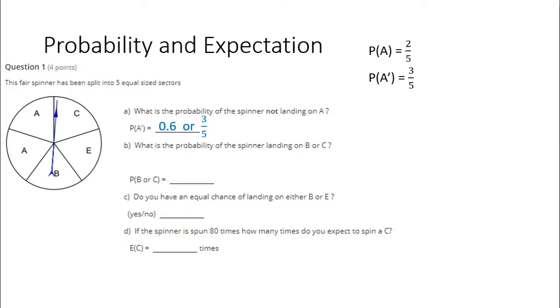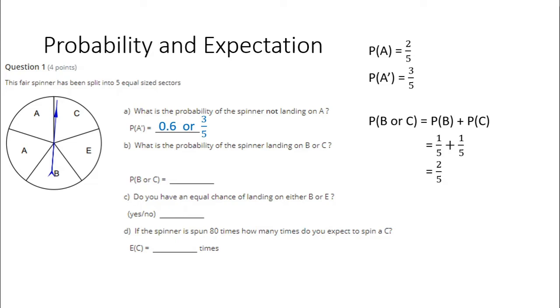The probability of the spinner landing on a B or a C, they're both equally likely probabilities, and they are mutually exclusive. If it lands on a B, it's not at the same time on a C, and vice versa. So to find the probability that it's one or the other, we can just add the two probabilities together. Probability of B or C is equal to the probability that it's B plus the probability that it's C. And in both cases, the probability is 1/5. So the probability that it's B or C is 2/5.